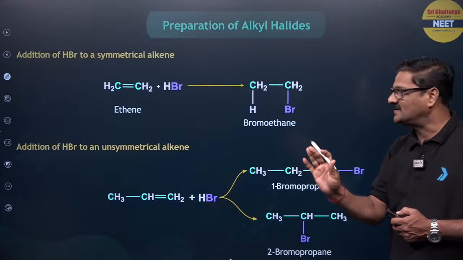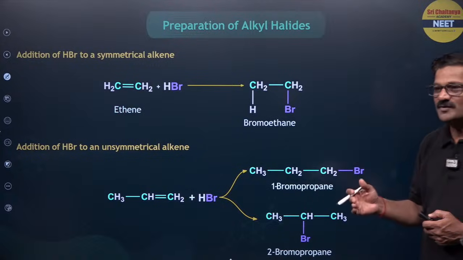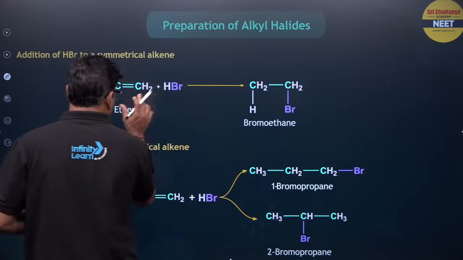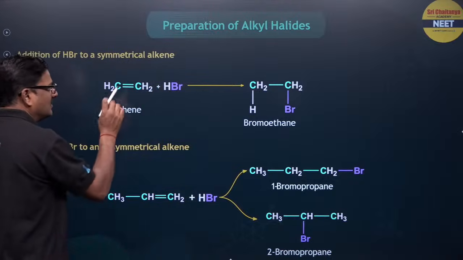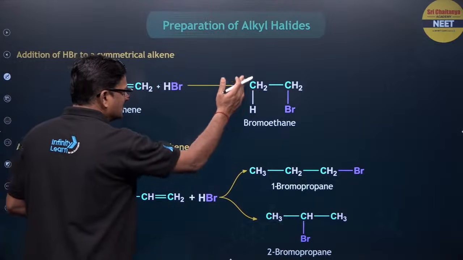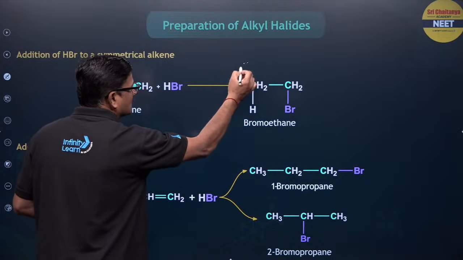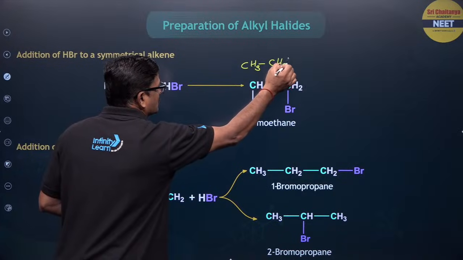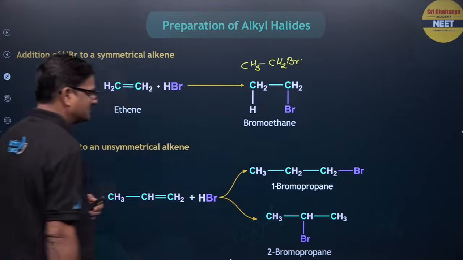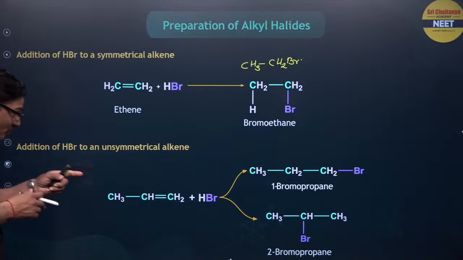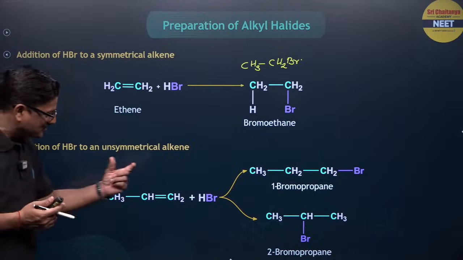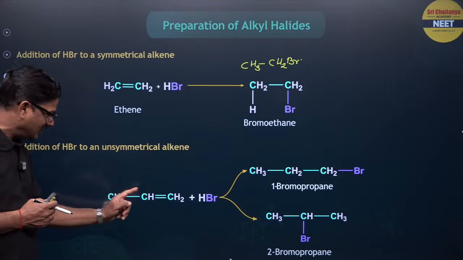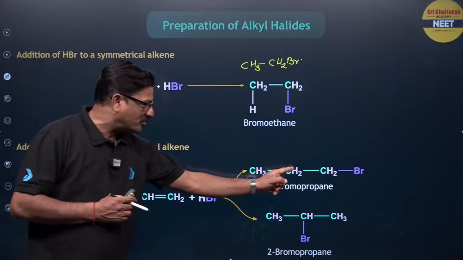The negative part of the reagent attaches to the carbon of the double bond which bears the least number of hydrogens. So take ethene: when HBr is added, you are going to have hydrogen here and bromine here, so you can write this as CH3CH2Br. Fine. If it is propene and HBr is added, bromine can add here to give this product.